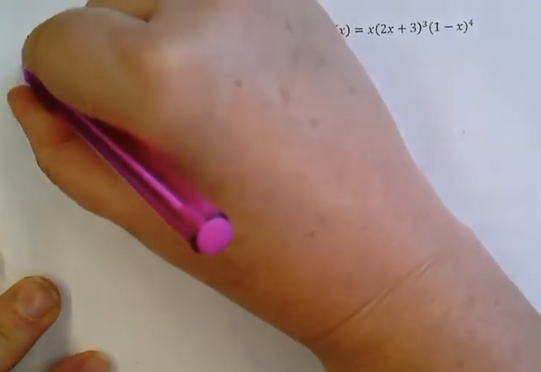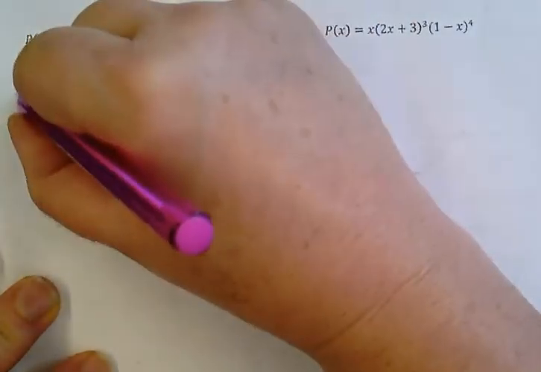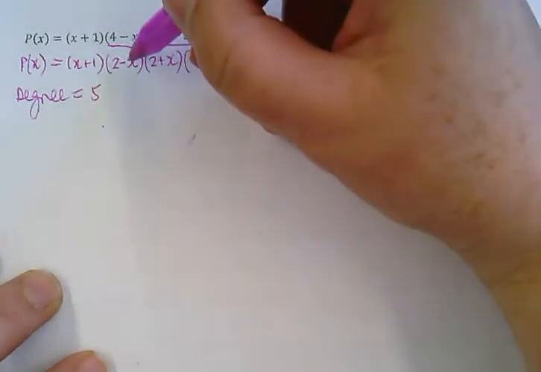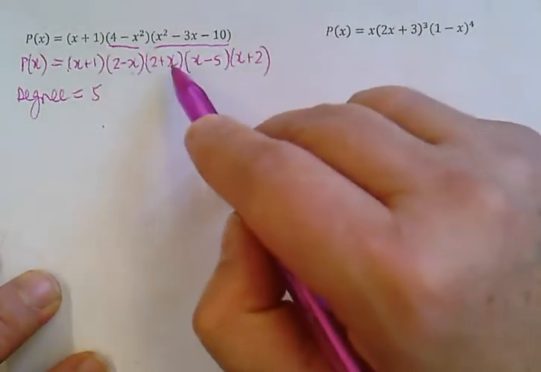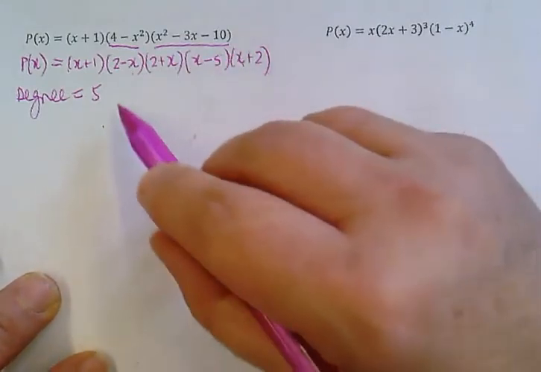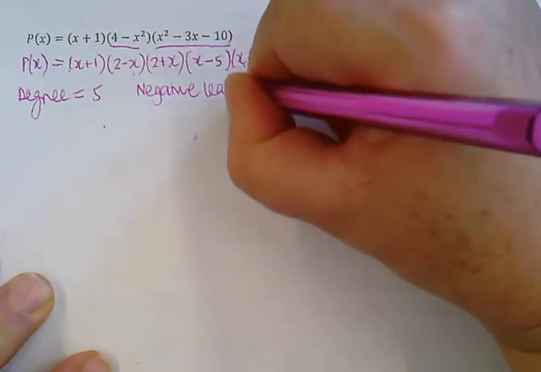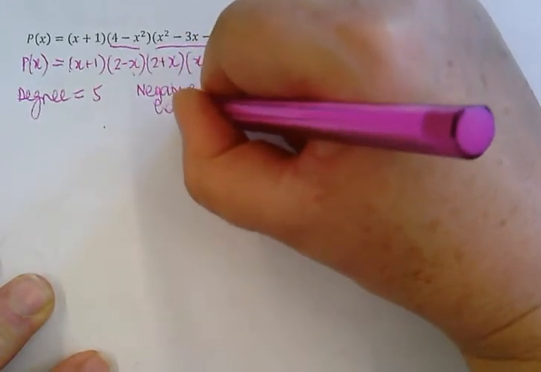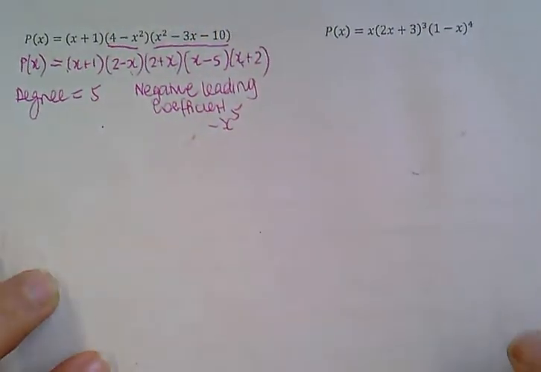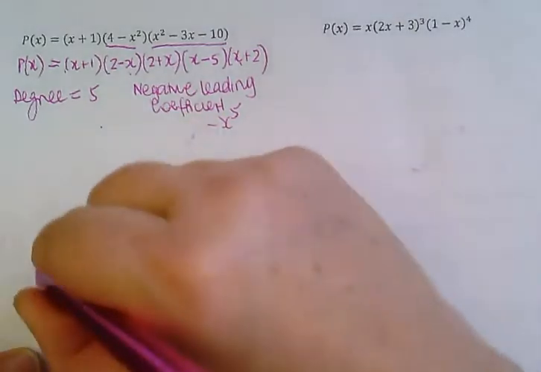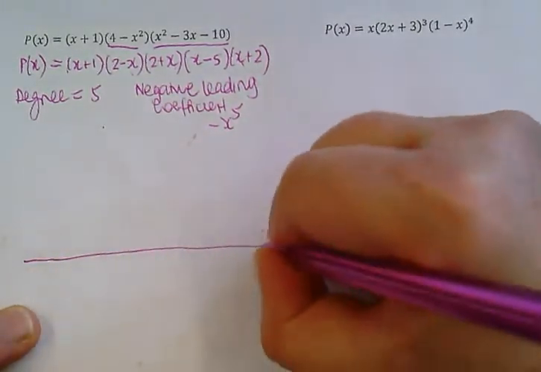So what's the degree? 1, 2, 3, 4, 5? Degree 5. Is it a positive or a negative? I've got a negative. Because if you multiply the x terms, you get x times negative x times x times x times x. Can you see it's a negative? So it's a negative leading coefficient. The leading coefficient is actually negative x to the power of 5 if you multiply all the x terms. Okay. So degree 5, all single roots.